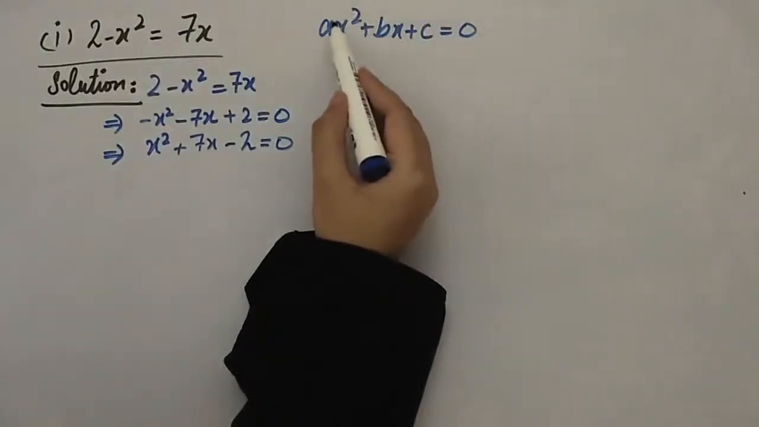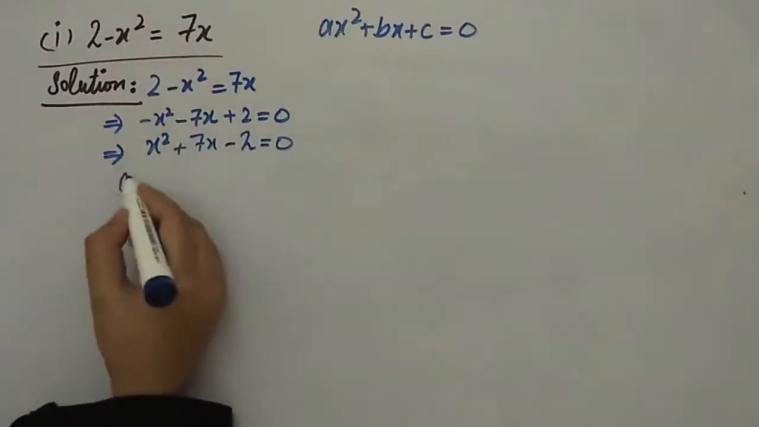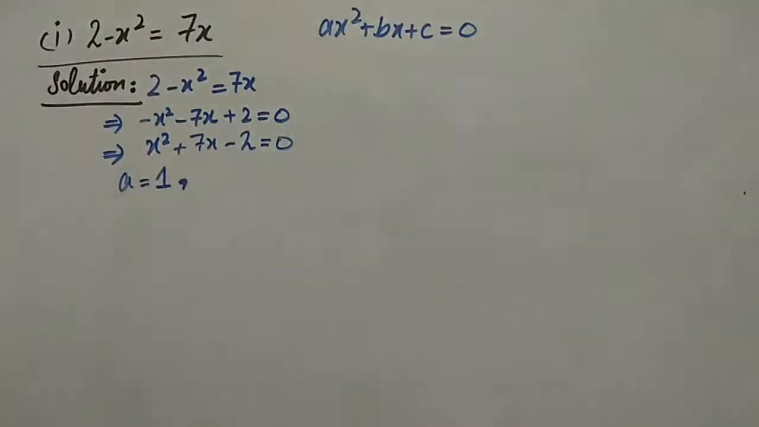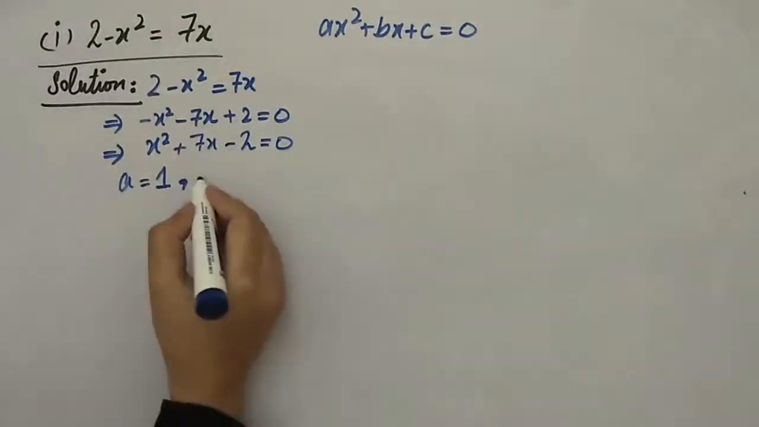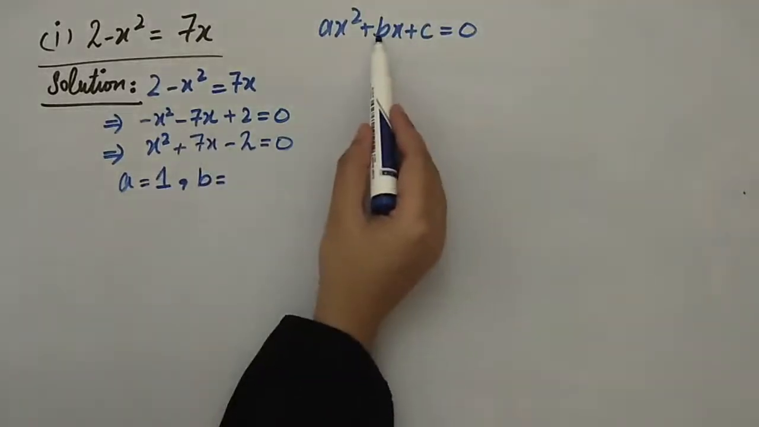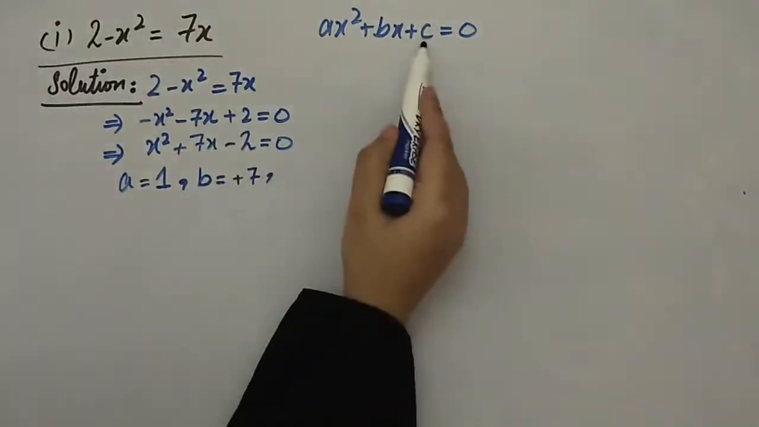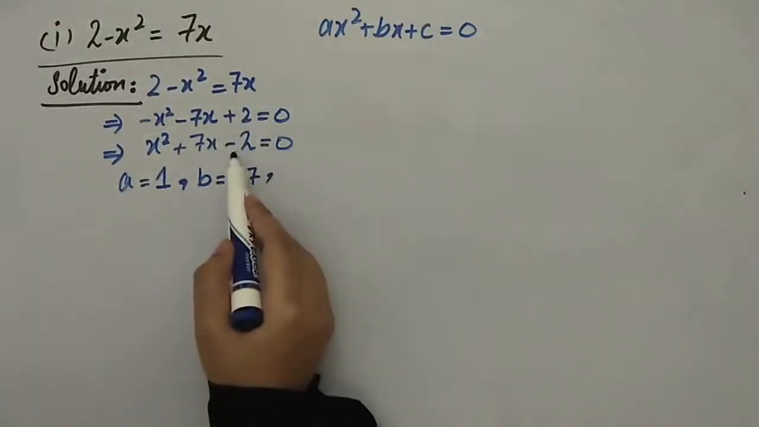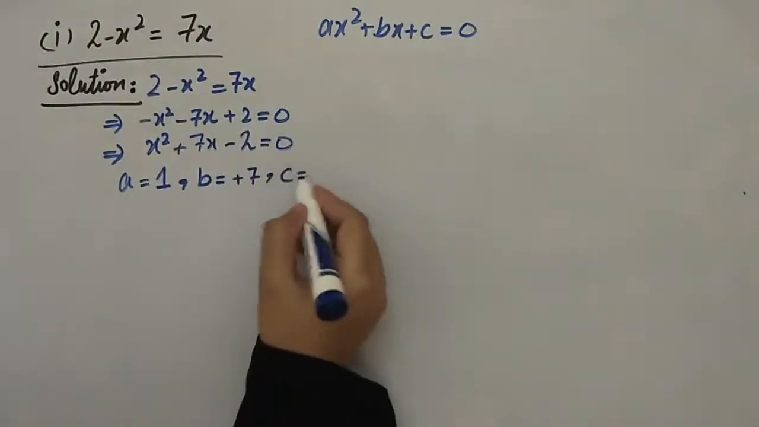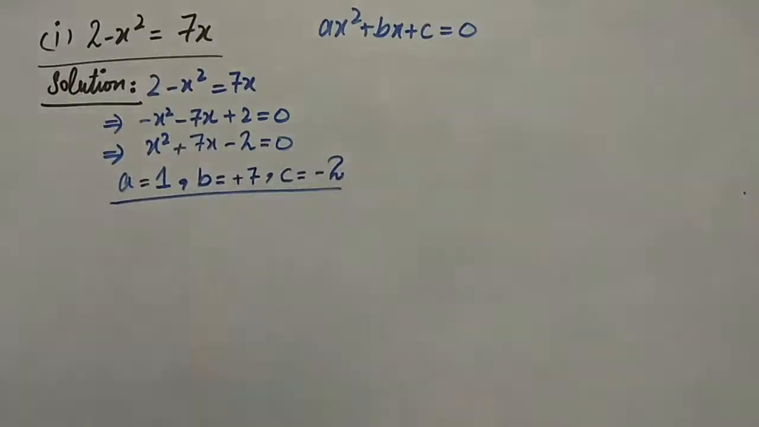So with x square we have a. Here we have a as 1. So here a is equal to 1. b is equal to, this is plus b, it is plus 7. c is equal to minus 2. Okay, keep this in your mind, minus 2, not plus 2. So c is equal to minus 2. Clear? So these are the values of a, b and c.